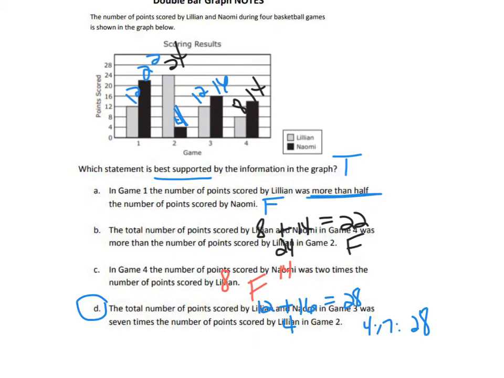So basically, with double bar graphs, you're doing the same thing as with any bar graph. You're looking at the data, making sure that the statement is true or false. Remember, if it does say not supported, you're looking for those false statements. But always write F or T on your statements. That way, when you go back to the question, you reread it and make sure that you answered it correctly. So any questions before you start the practice?